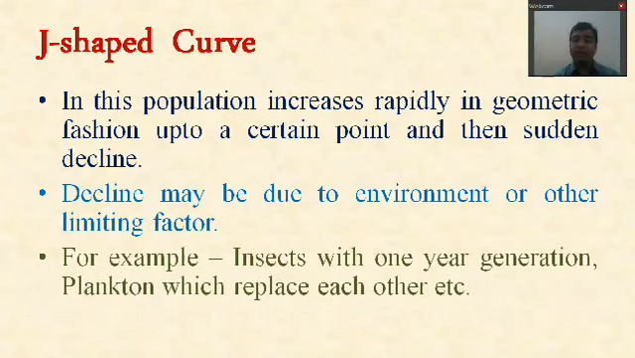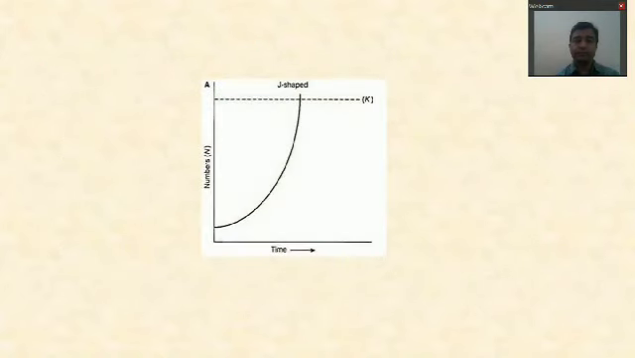The examples are insects with a one-year generation, and plankton which replace each other. In these, the size of the population grows very rapidly up to a point, and then the species suddenly vanishes from the habitat. That is the J-shaped curve.